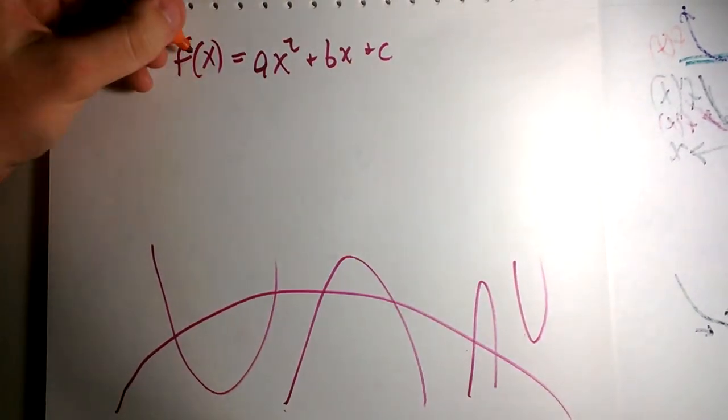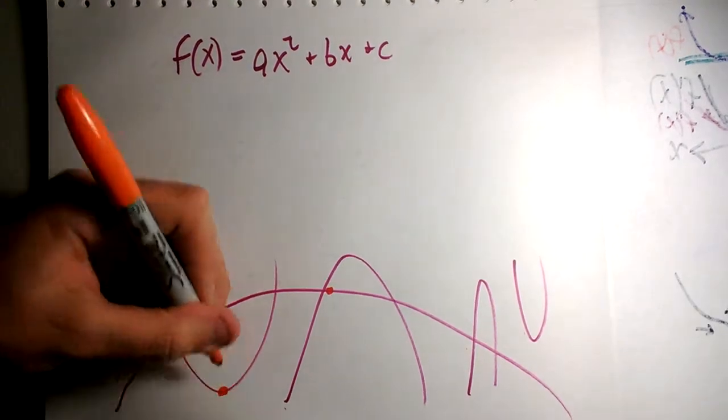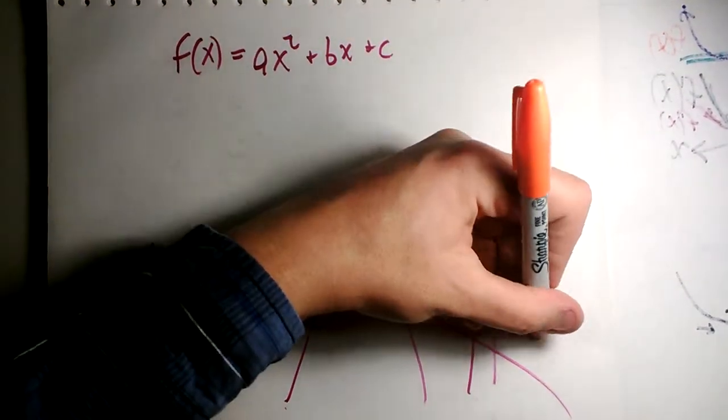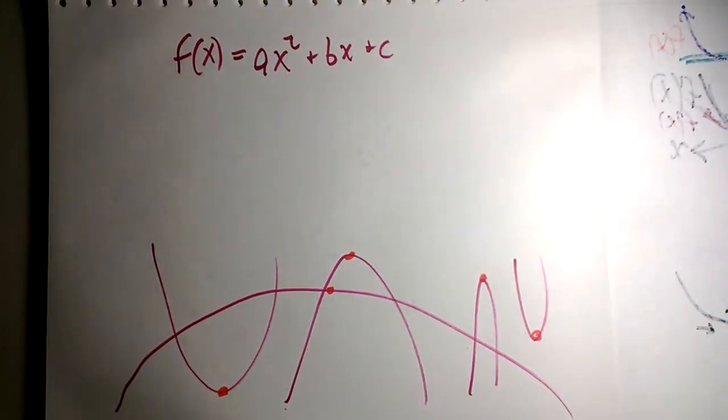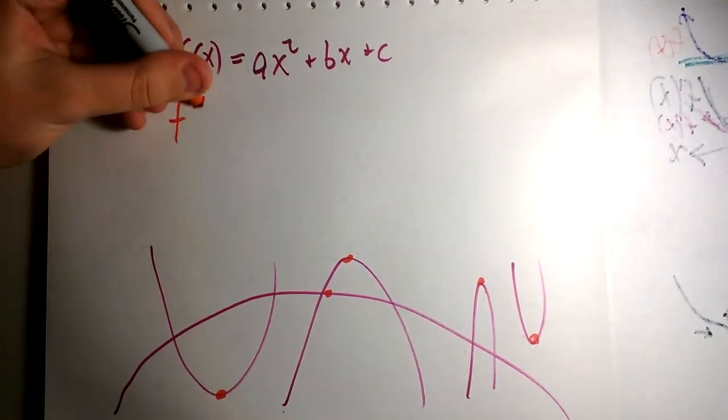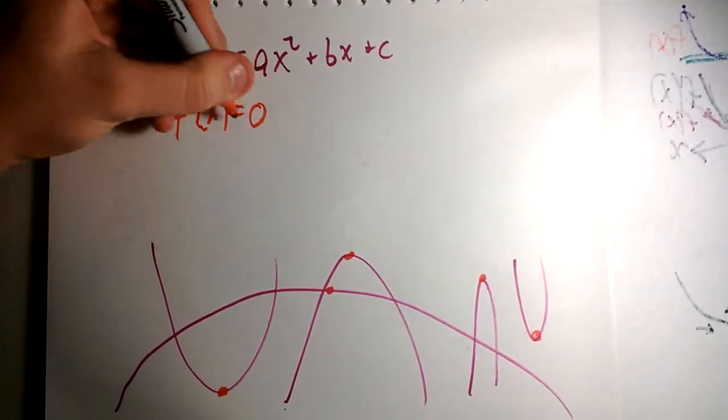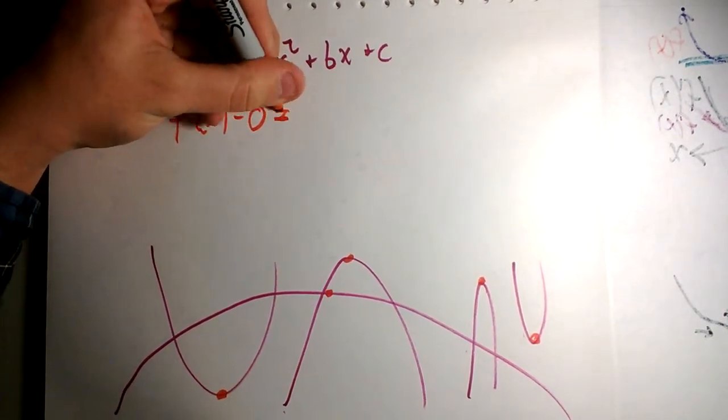All right. But all of these curves have maxes or mins. So first off, when do they occur? Well, they occur when the second derivative is equal to 0. And what is the second derivative of this equation?